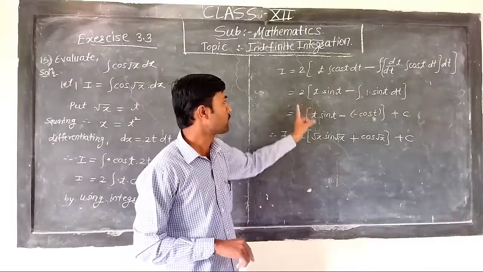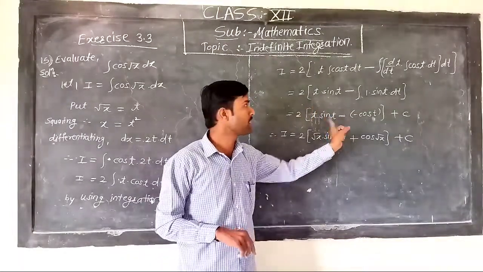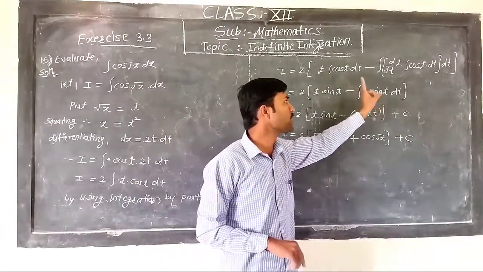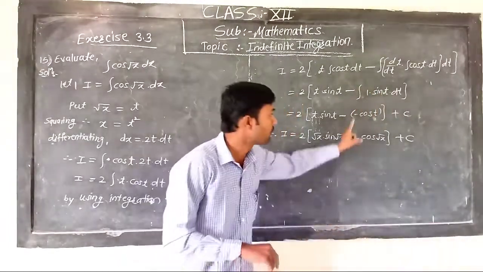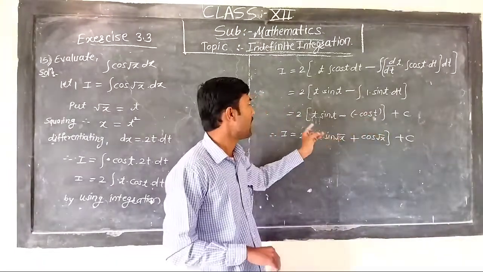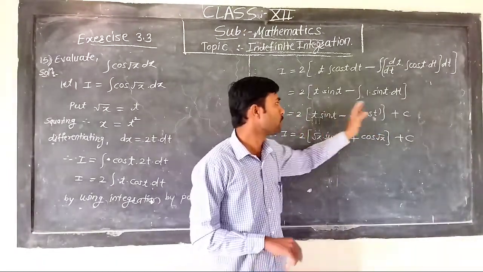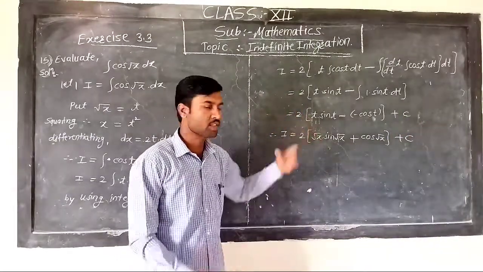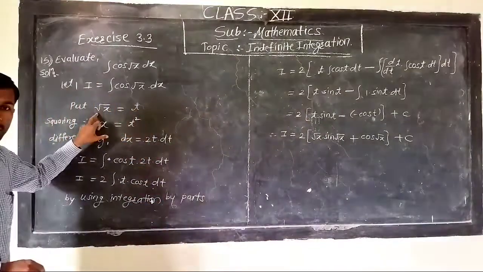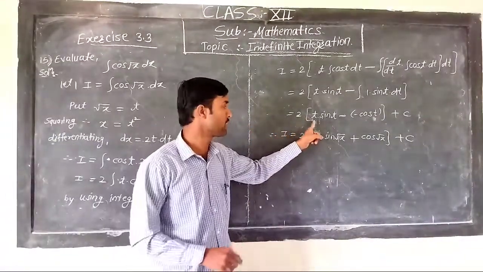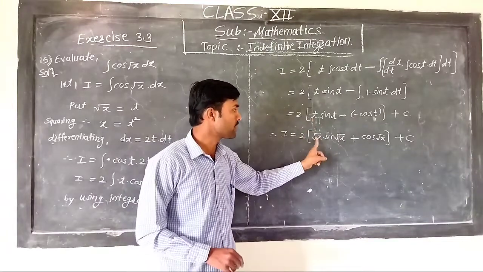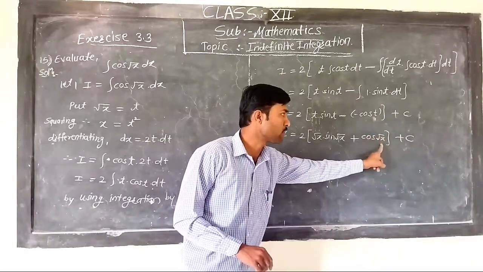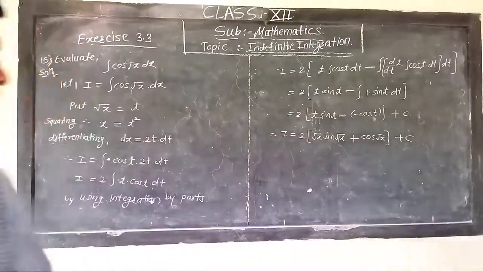Now this 2 into t into sin t remains as it is, minus 1 into sin t, which is sin t, and the integration of sin t dt is minus cos t. As the terms of integration are over, we add the integration constant plus c. Now replace this t by our substitution, that is t is root x. After replacing t by root x, it will be 2 into root x into sin of root x, minus into minus gives plus cos of root x, plus c. Here is the solution.